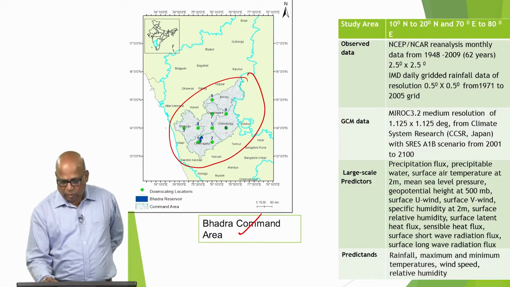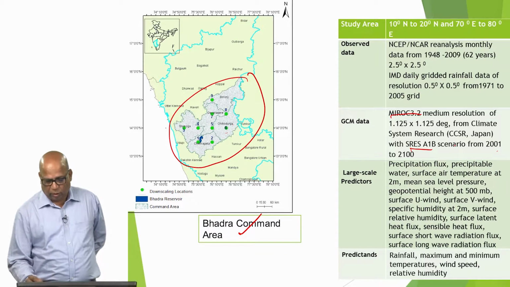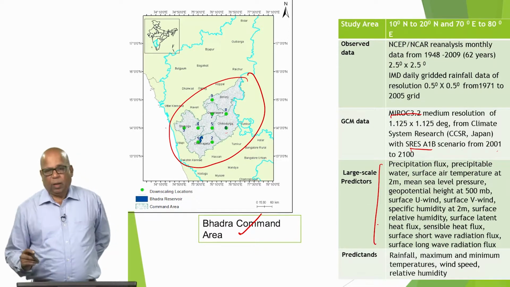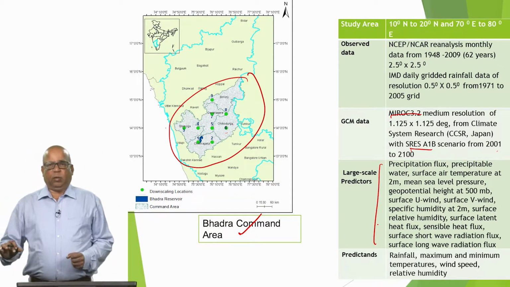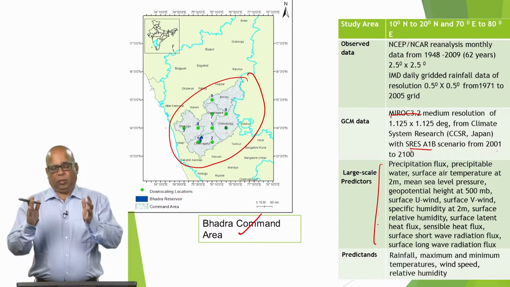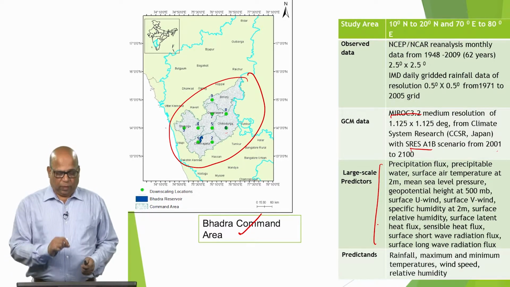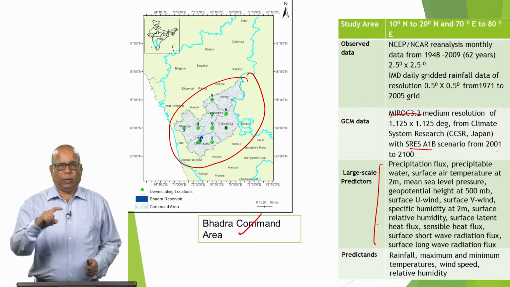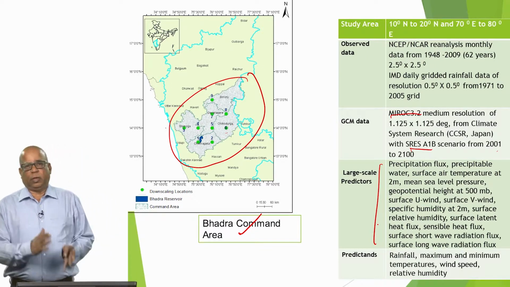So, we use MIROC 3.2 with the A1B scenario in this particular case, and then these are the predictors. As I said in the morning, if you are in doubt, you put the predictor into the basket rather than eliminate it. You take a large number of predictors which you suspect are affecting the particular variable. In this case, let us say I am talking about precipitation, I may be talking about relative humidity, I may be talking about maximum temperature, which all affect the evapotranspiration.